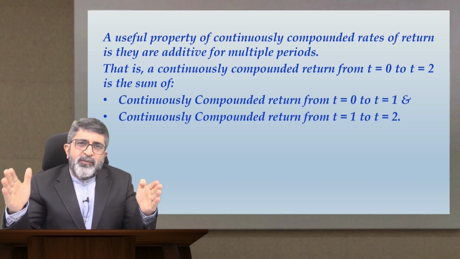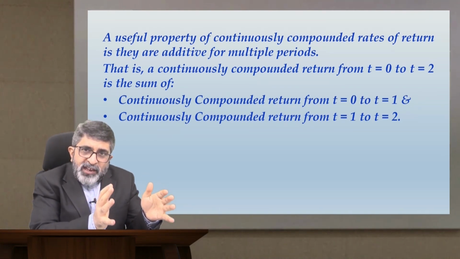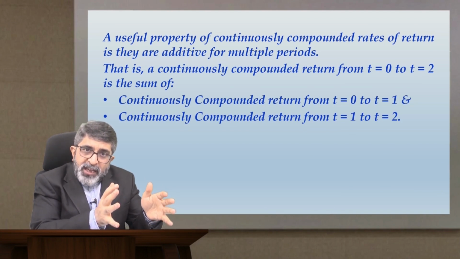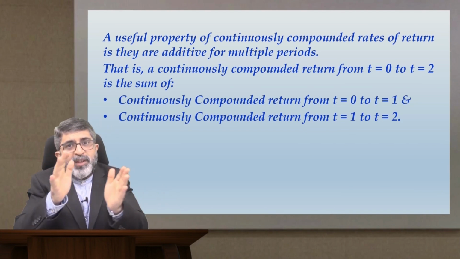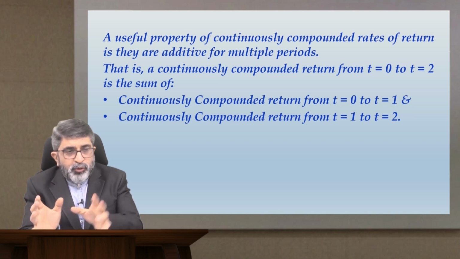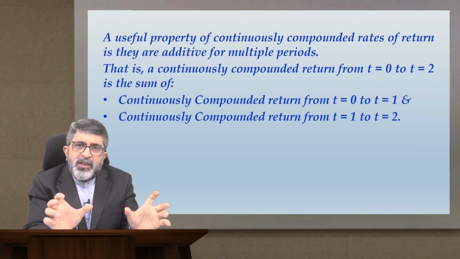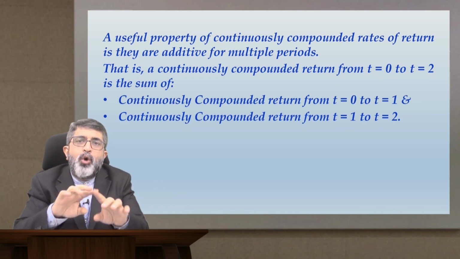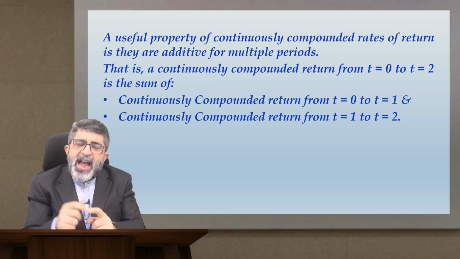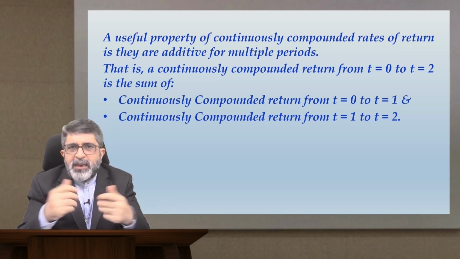Suppose the overall investment horizon is 2 years. You find the continuously compounded return for year 1, then you separately find the continuously compounded return for year 2. So year 1 standalone return, year 2 standalone return. The aggregate of that will be the overall return for the 2 years. Additive model.